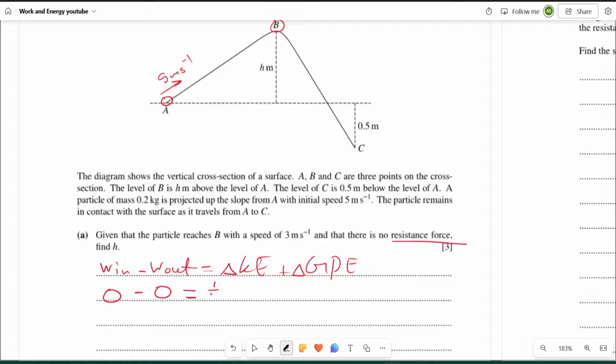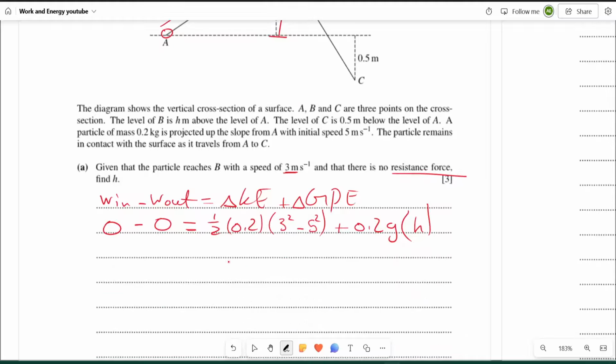That's going to equal half times the mass, which is 0.2, times the velocity final squared, which is the velocity at B, so 3 squared, minus the velocity at A, which was 5 squared. So the velocity final minus the velocity initial, plus the change in gravitational potential energy. So it's going to be mass times g times the change in height. This height is above, so it's going to be positive h.